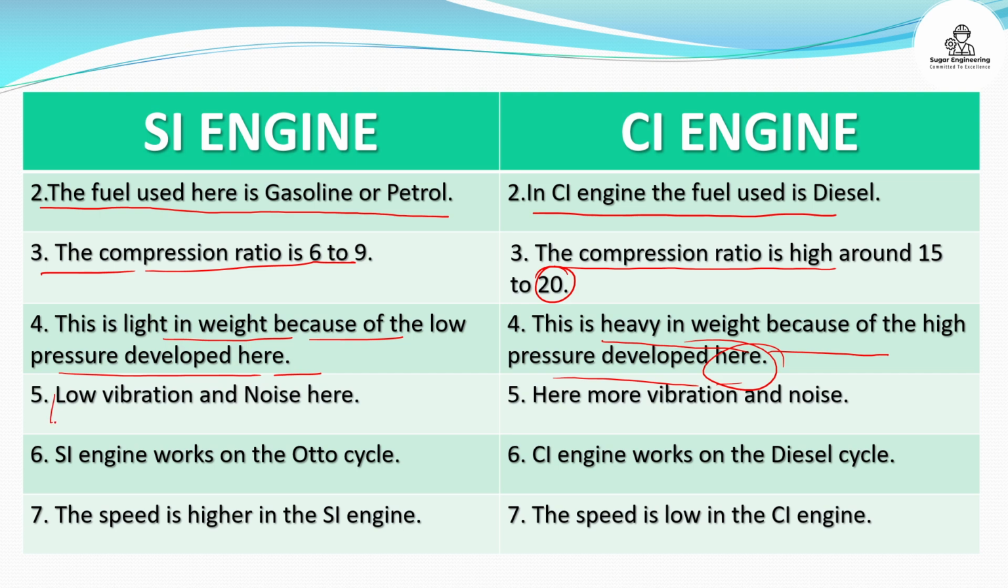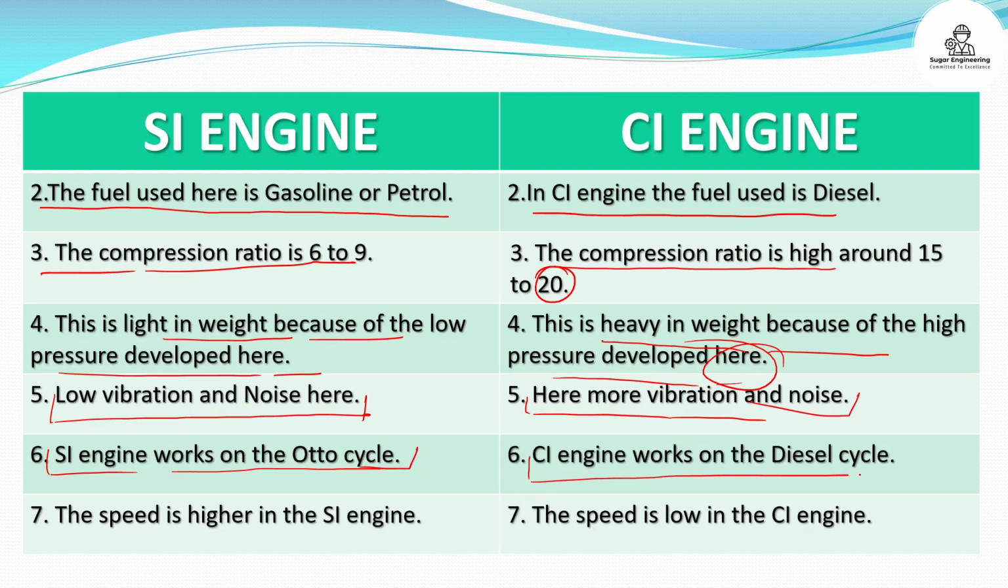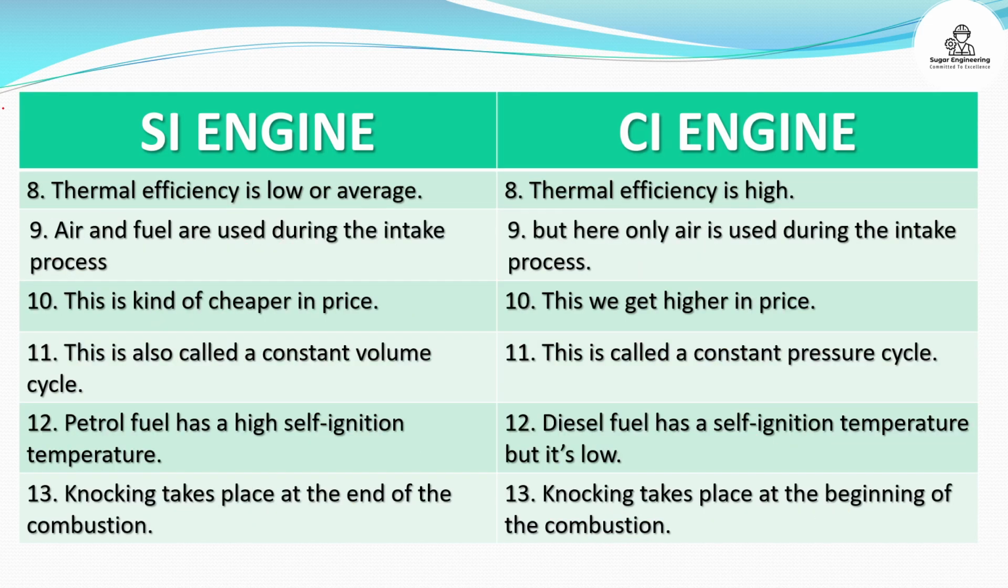The SI engines have low vibrations and noise, whereas the CI engines have more vibration and noise. The SI engine works on the Otto cycle and the CI engine works on the diesel cycle. We will discuss this Otto cycle and the diesel cycle in our next video. The speed is higher in SI engine and the speed is low in CI engine. The SI engines generally have low thermal efficiency and the CI engines generally have high thermal efficiency.